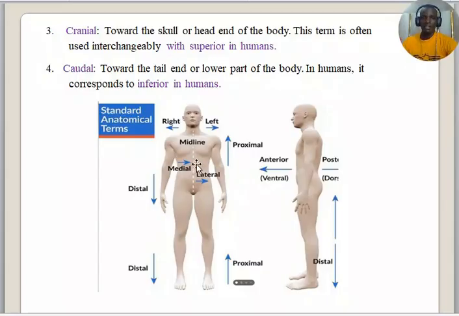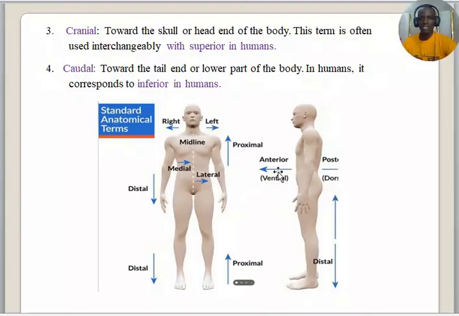Like you can see in this image here, when we are moving toward the right, it means you are moving laterally, or either toward the left, you are moving laterally. But when you are moving toward the midline, we talk of medial. And then we have distal, which means far away from the attachment. Okay, for example the elbow being distal, or we can talk of distal in terms of the knee.